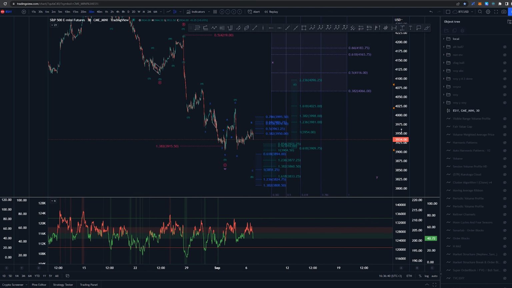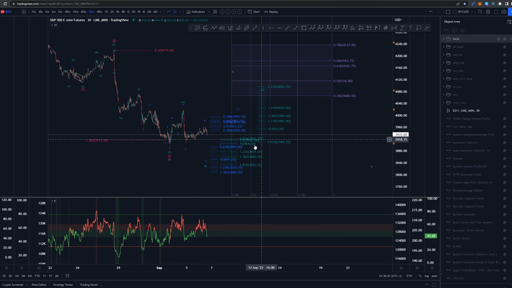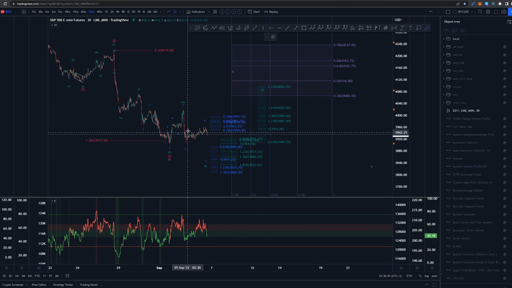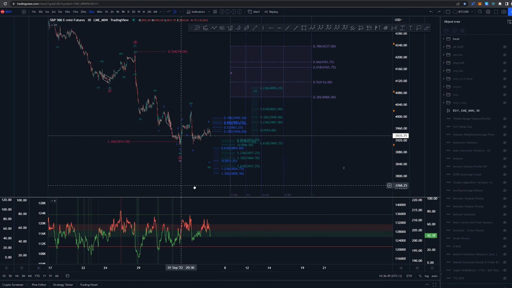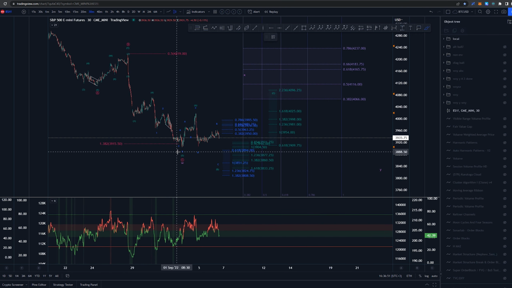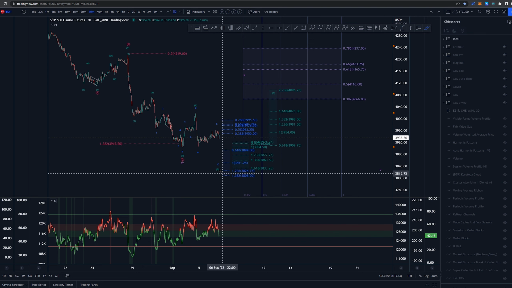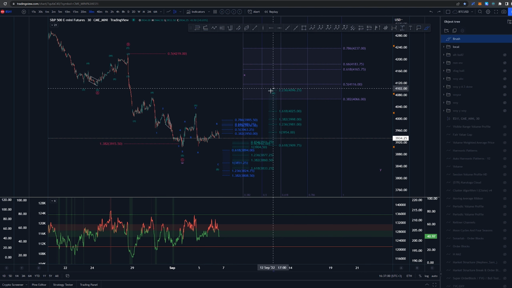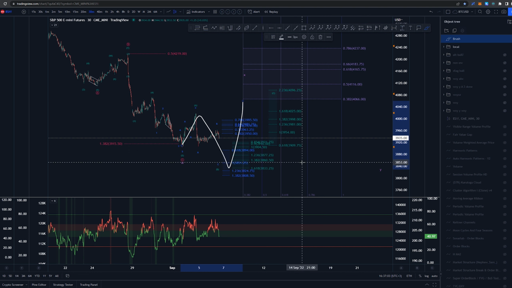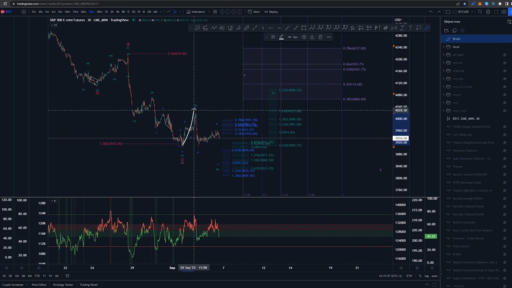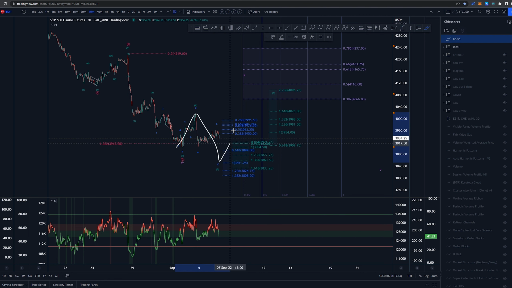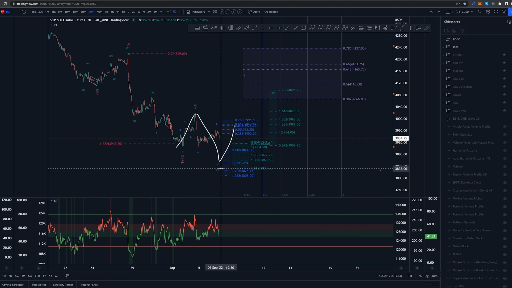Now at this very moment, I still don't think that this wave X is done, because the minimum time requirement is not done. What I see here is a three-way pullback up to the A wave, and then we would be looking for a three-way pullback to the downside for that wave B, and then we would be looking for one more high for that wave C. So very zigzaggy structure here, not in Elliott Wave terms, but this would be an expanded flat or a running flat if it does not take out these highs over here.